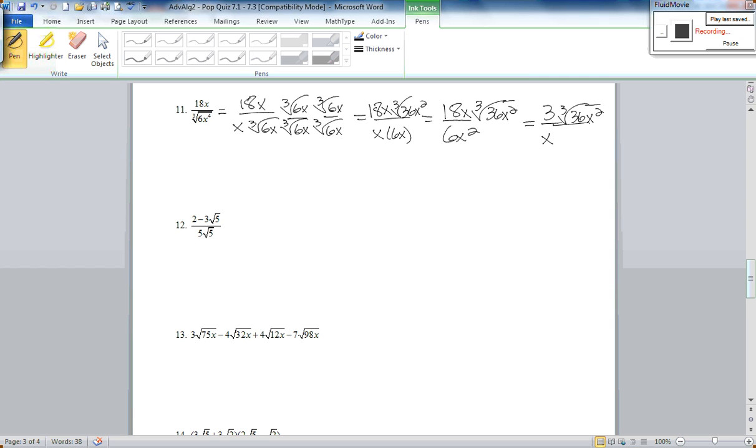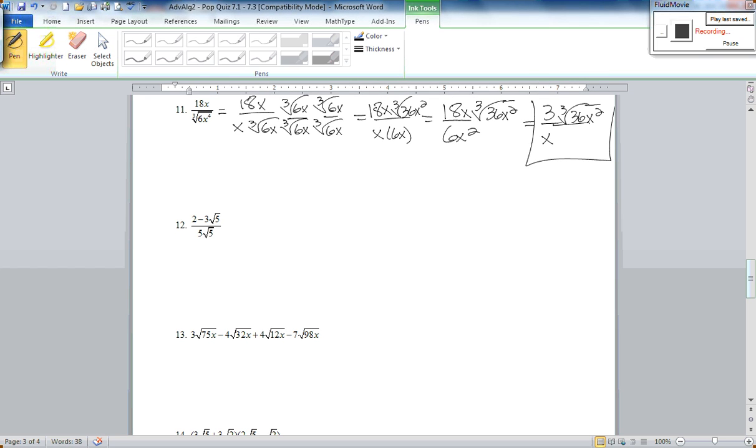And as far as simplifying the numerator, the cube root of 36x squared, 3 will not go into 2, so we can't simplify the cube root of x squared. And the only way we could simplify 36 is if there was a perfect cube besides 1 that went into 36 evenly. And 8 does not go in there evenly, and neither does 27. So that is as far as we can go for question 11.